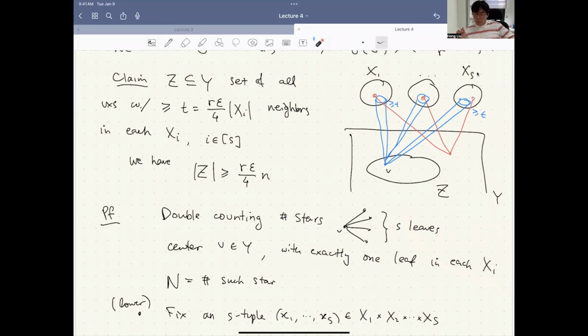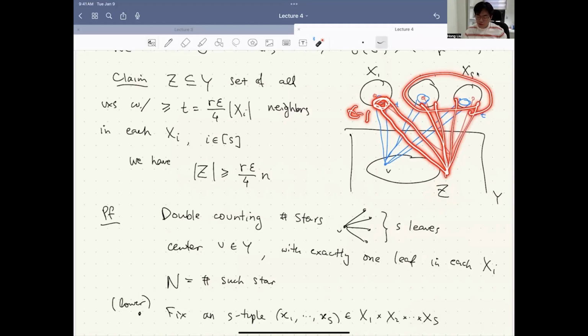So we're going to bound the number of such stars from above by distinguishing whether this vertex is a vertex in Z or not. Okay, when it's not in Z, when it's not good, well, the worst case is that this vertex has exactly t minus 1 neighbors in one set and is completely joined to everything else. Everything else is a neighbor of this vertex. So we are just barely not making it into Z.